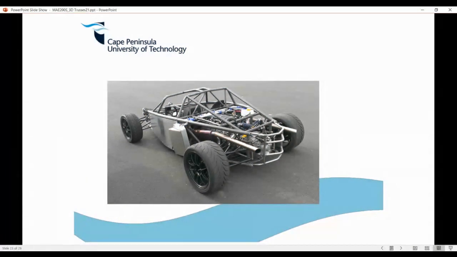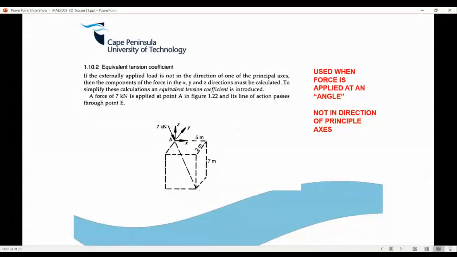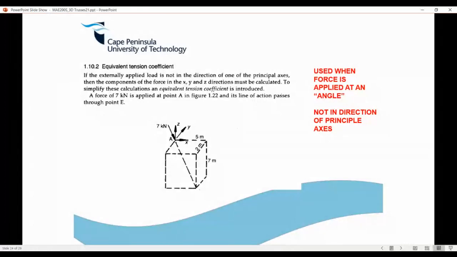Okay, so next is what happens when a force is applied at an angle. We're not getting a force purely in the X, Y and Z directions. What do we do then?